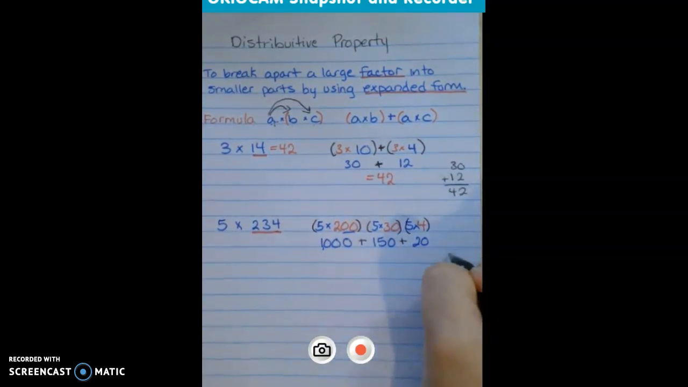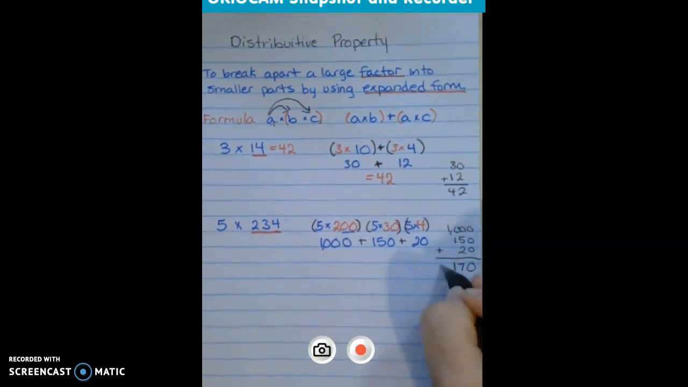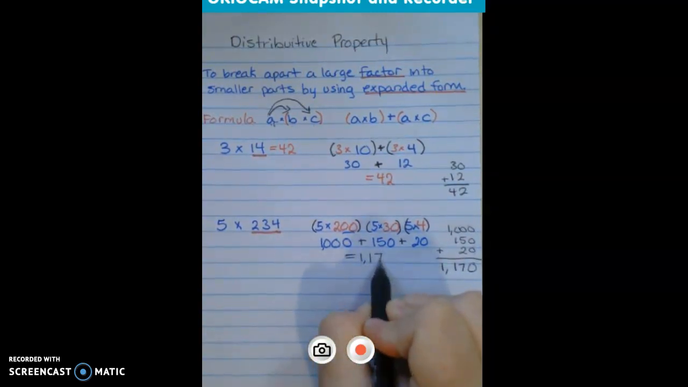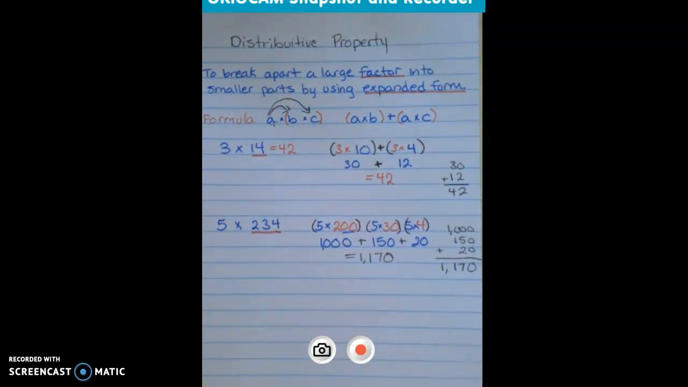So let's do the math over here. I have 1,000, 150, 20. Make sure I line them up based on their place value. 0, 0, 0, 0. And my tens place, I have a 0, a 5, and a 2. That's 7. In my hundreds place, I have a 0 and a 1, which is still 1. And in my thousands place, I have a 1. So as you can see, the final answer for this problem is 1,170.